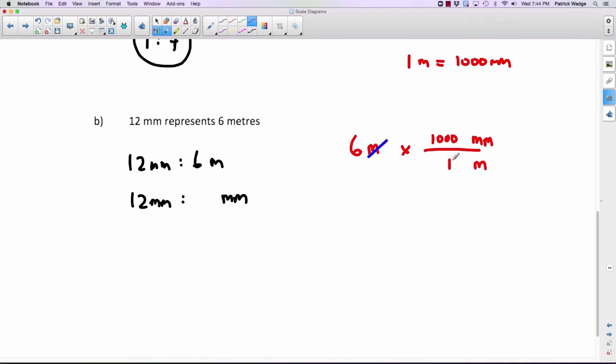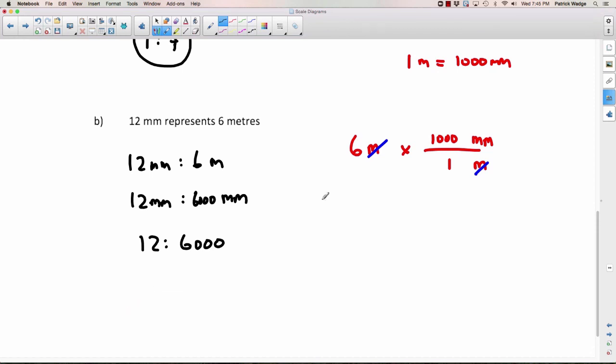So the 1 meter, 1,000 millimeters. You can cross off the meters, so you're going to be left with millimeters. Dividing by 1 is great because you don't have to do anything. So all you have to do is multiply 6 times 1,000, and if you do that, you will get 6,000 millimeters. Great, we have the same units now. Once you have the same units, you don't need to write them anymore. 12 to 6,000, right? If 12 millimeters equals 6,000 millimeters, then 12 kilometers equals 6,000 kilometers. 12 decimeters equals 6,000 decimeters. 12 micrometers equals 6,000 micrometers. It really doesn't make a difference.